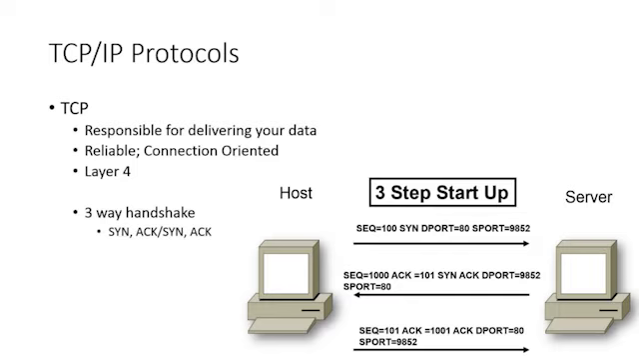So now we're at layer 4, right? TCP, layer 4, transport is going to transport this information. It is reliable. TCP is connection oriented. It has a three-way handshake, all right? And I have a picture here. It's called the three-way handshake, three-step startup.